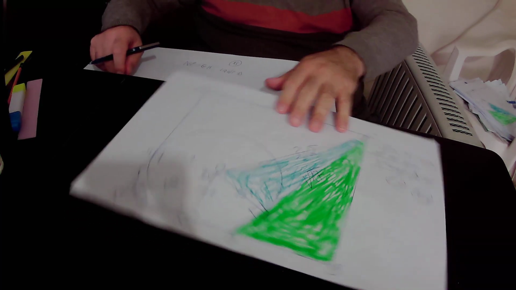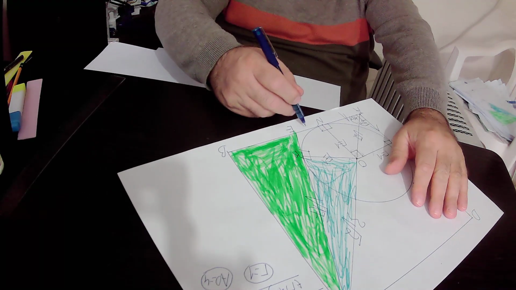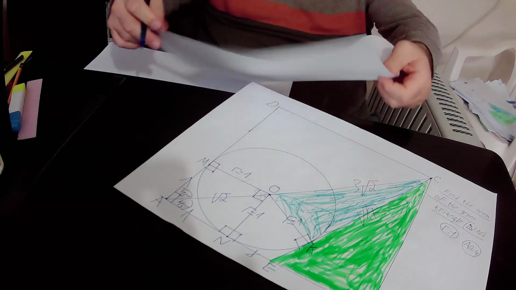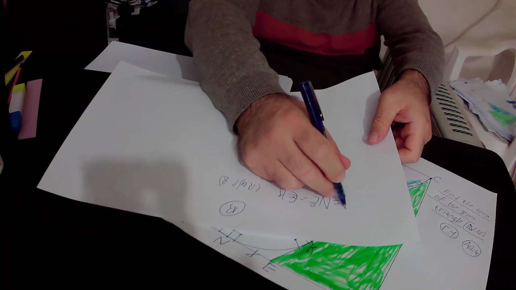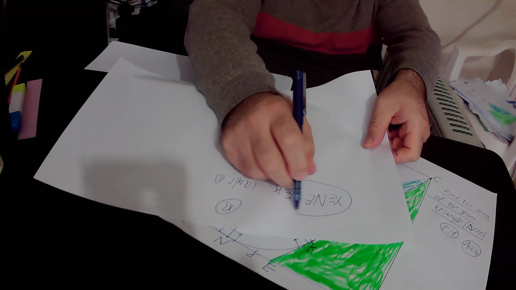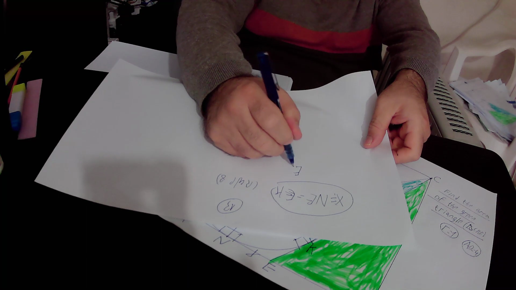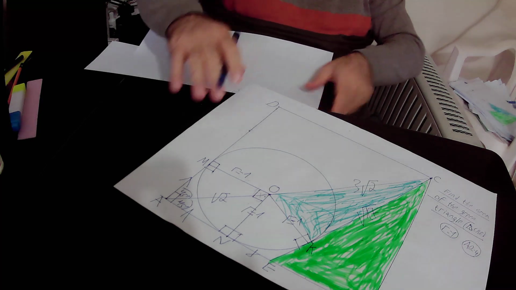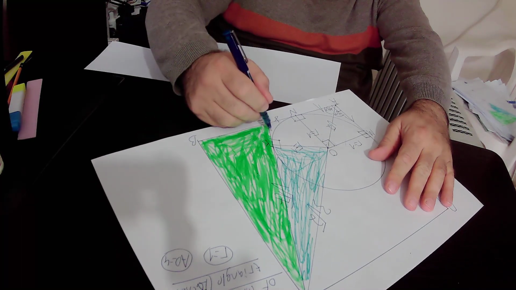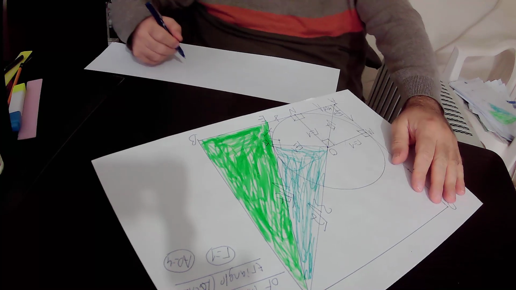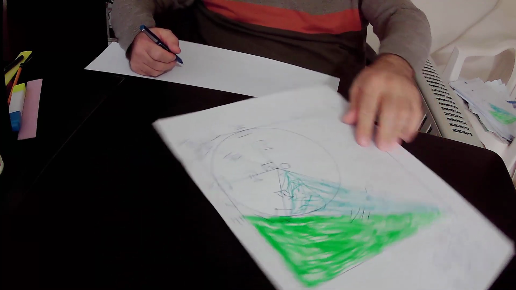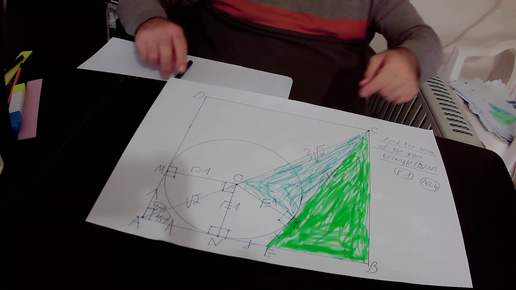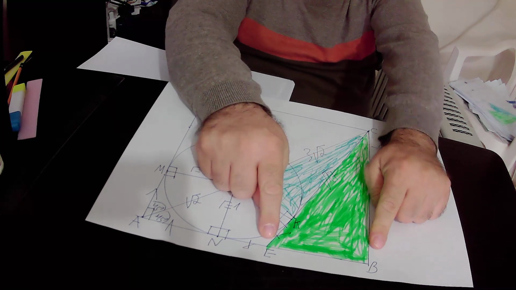So if we define tangent NE as x, if tangent NE equals x, then from this equality we conclude that EK also equals x. So here EK also equals x. In the next step, we will calculate the length of line segment EB.